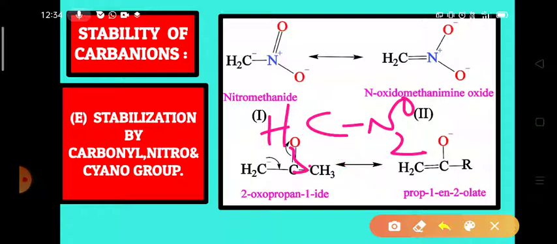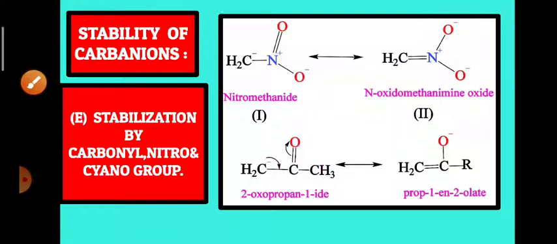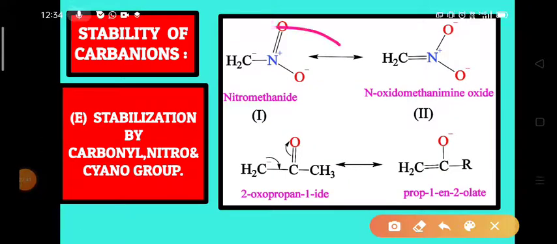In a similar way, CH3CN, methyl cyanide. Here these three hydrogens are known as acidic hydrogens, and these hydrogens can be easily abstracted with bases, strong bases. Okay now, look here, this is nitromethanide, obtained from nitromethane.